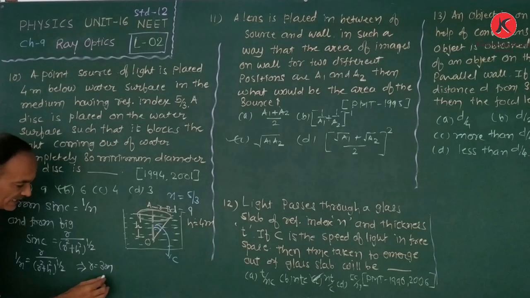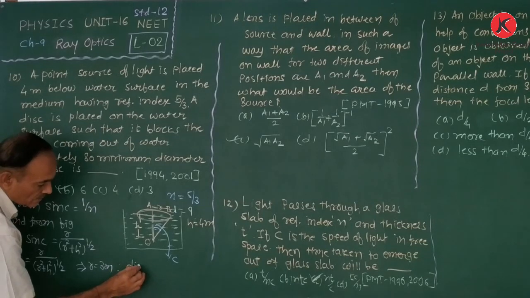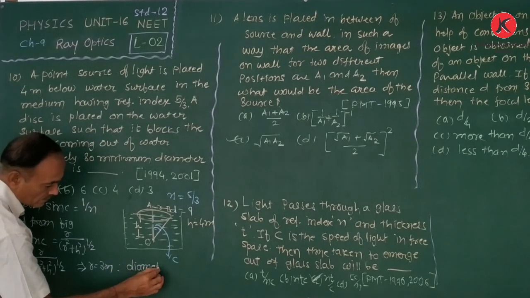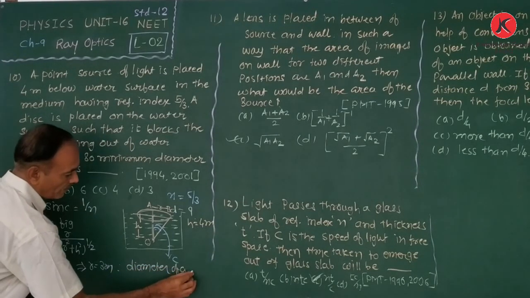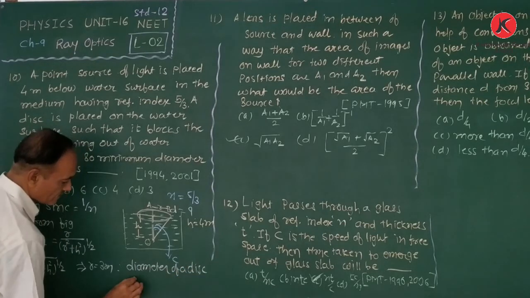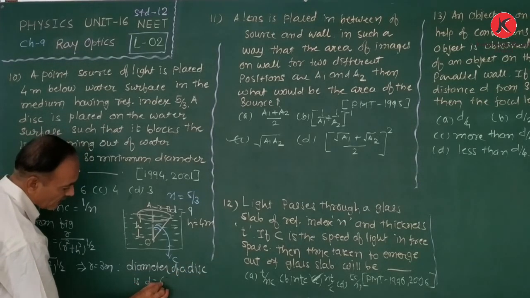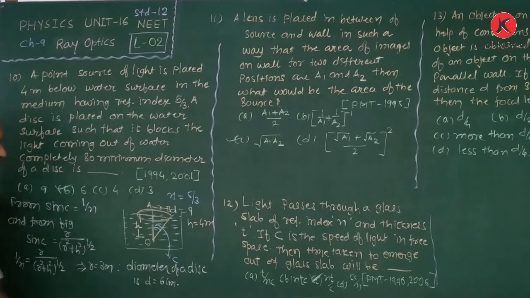Therefore, the diameter of the disk is D is equal to 6 meter. Right? Okay.